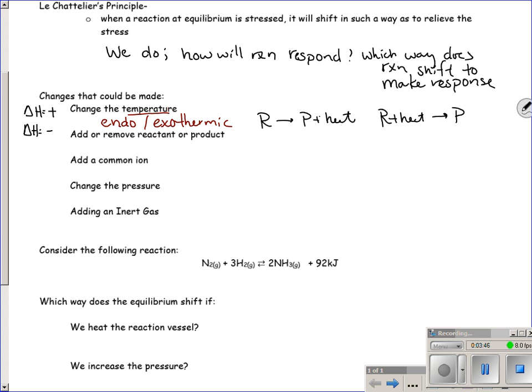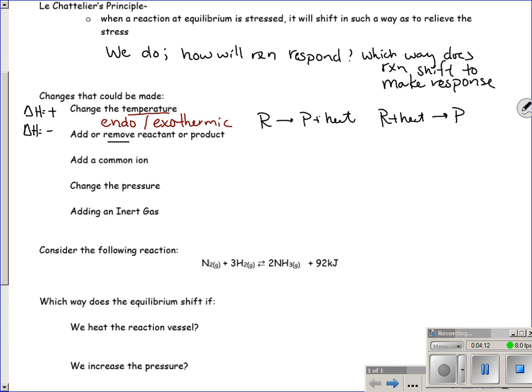And remember that increasing the temperature, what you're doing is you're adding heat, you're adding energy. Removing heat by decreasing the temperature, of course, is removing energy from the system. So we can add or remove any reactant or product. Easy to do, just take some more reactant and throw it into the test tube. Removing a reactant or product is a little more difficult.